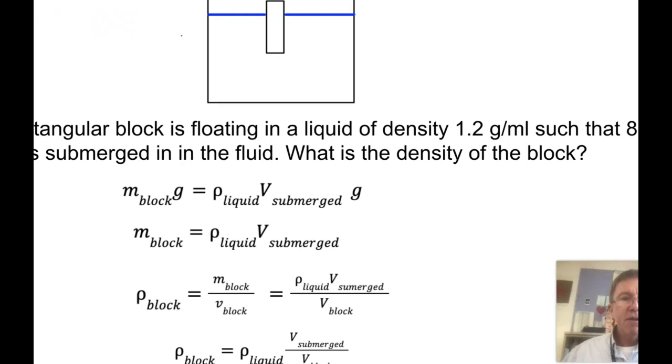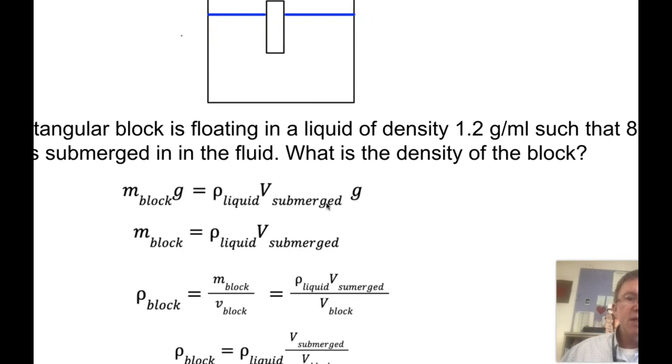Okay, now let's just talk in terms of, there's a little shortcut we can sometimes use for things that are floating. So I have a rectangular block that's floating in a liquid of density 1.2 grams per milliliter, and it's floating in such a way that it's 80% submerged. And I want to know what the density of the block is. Well, here's what I know. I know that the density of the block times g, that's the downward force, is equal to the buoyant force, right? And the buoyant force is equal to the density of liquid times the submerged volume times g. So I just set this up.